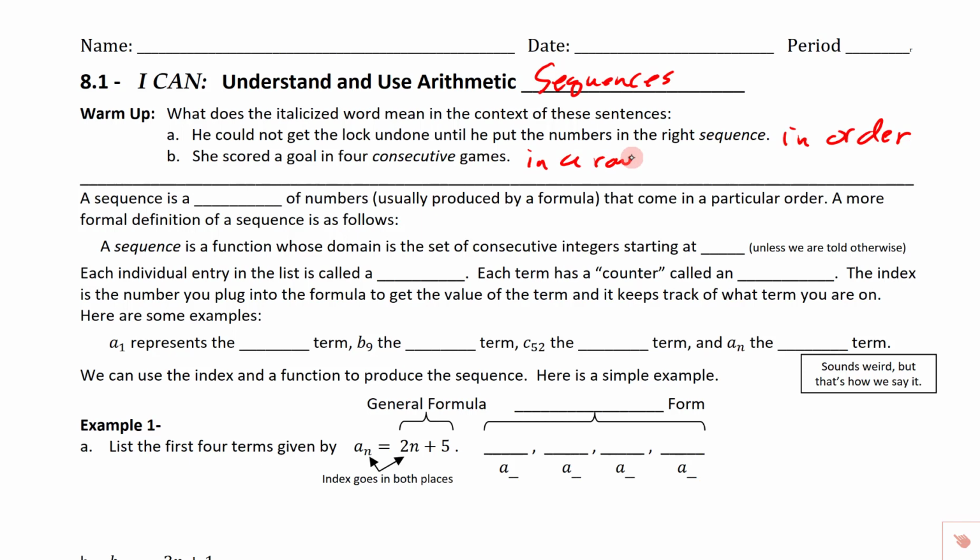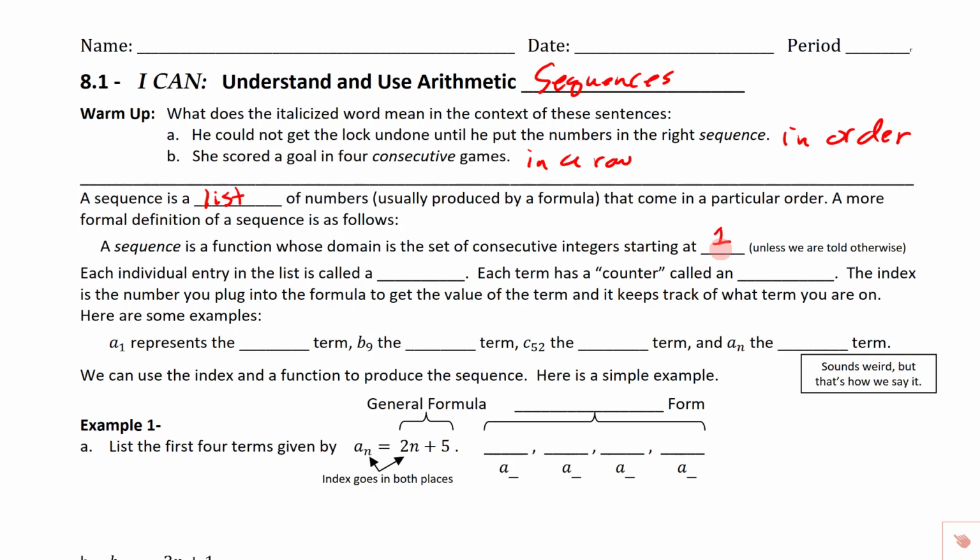Okay, so a sequence is basically a list of numbers. So we'll write list right there. And it's usually produced by a formula, and they come in a particular order, one after the other. A formal definition would be something like this: a sequence is a function whose domain is the set of consecutive integers starting at 1. Remember, integers are positive and negative whole numbers, including 0. So we start with 1, plug that into the function, and it produces the first one. Then we plug in a 2, and a 3, and a 4, and so forth.